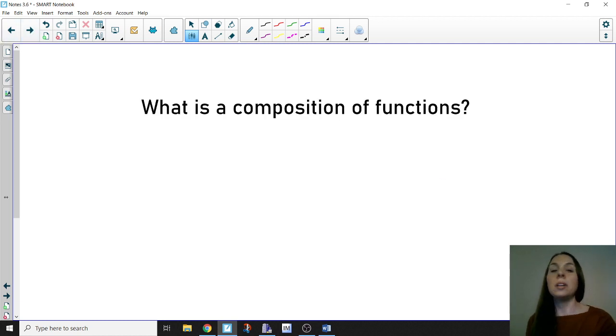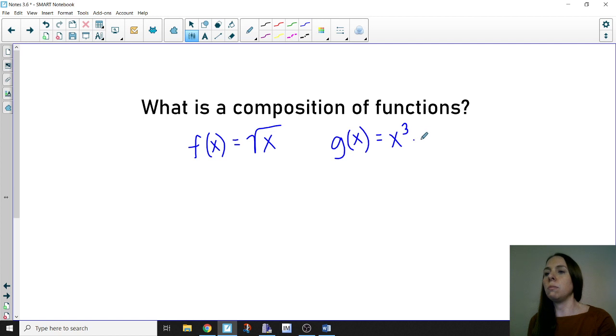Okay, so what is a composition of functions? Well, I like to think of it as just a function within a function. That's not really a great definition. It's pretty loose. Really, any function could be considered a composition of functions by that definition. Okay, but more specifically, a composition of functions is when you have two functions. I'm just going to make two up, like f of x is equal to the square root of x, and g of x is equal to x cubed minus 8. Okay. A composition of functions is when you replace the x in one function with another function.